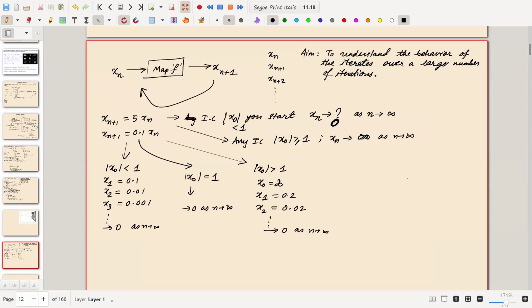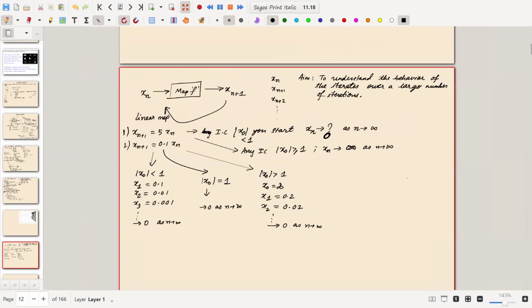But you see, these are two different types of maps, and these are all linear maps. In a linear map, you can see it has only two possible cases. Linear maps are not that interesting. Why? One case is it can go to infinity, or it can converge to some particular value. Only these two phenomena can exist.